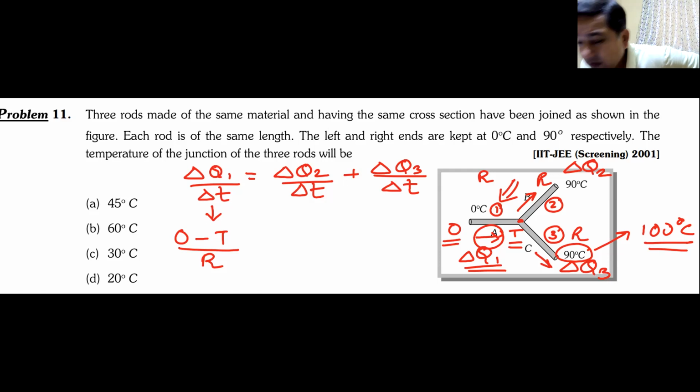You have to write in terms of values now. Then only you will find out the value of T. Yes or no? Yes, sir. Now can you tell me what is delta Q2 by delta T?